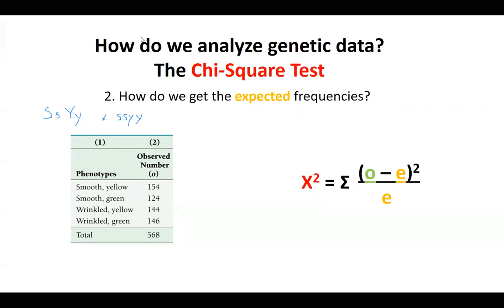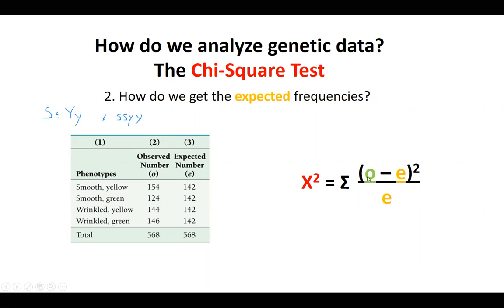Okay, so our total was 568. We know that this will be 1/4, 1/4, 1/4, 1/4. Divide this by 4 and split it evenly. 142, 142, 142, 142. These are the expected values. So you have to be able to figure out Mendelian ratios to know what you expect. The observed is just observed. This is the thinking part, the expected. But once you have that, all you have to do is plug and play in this equation.